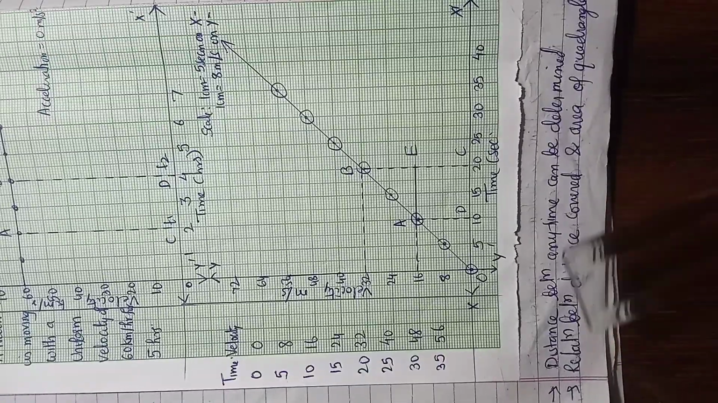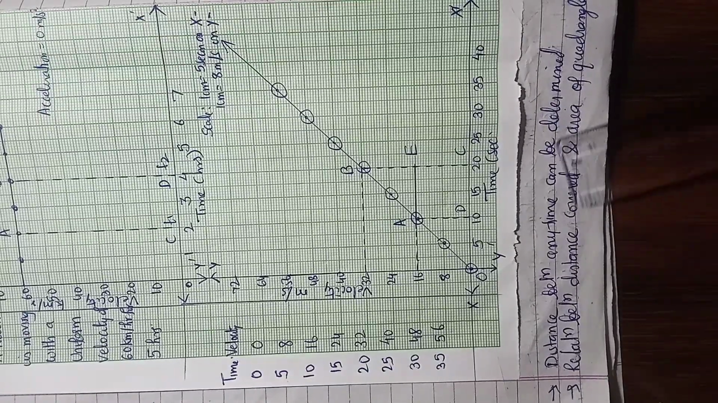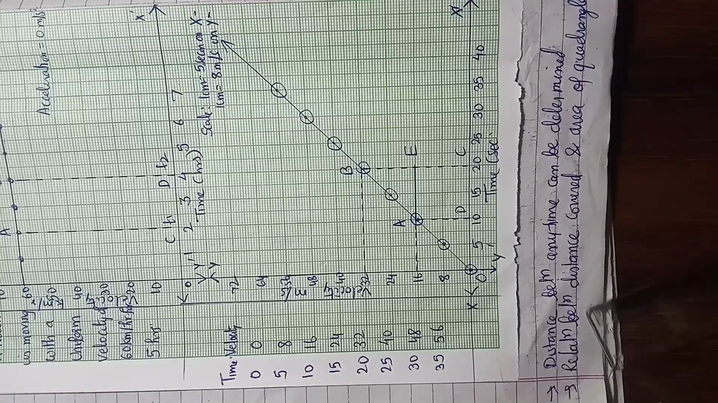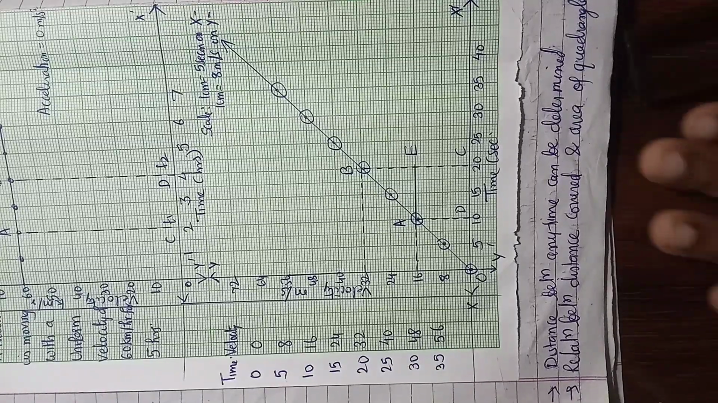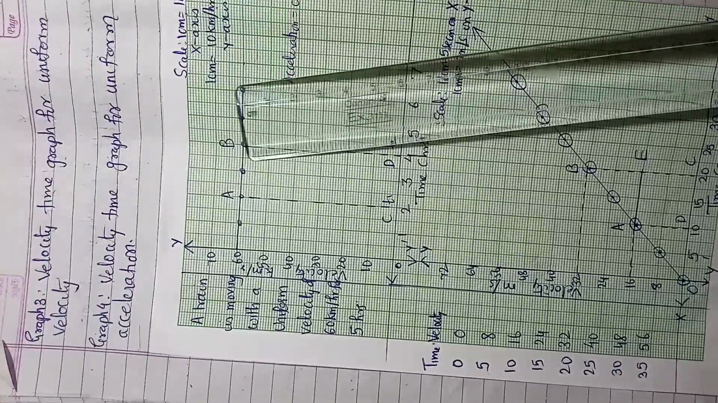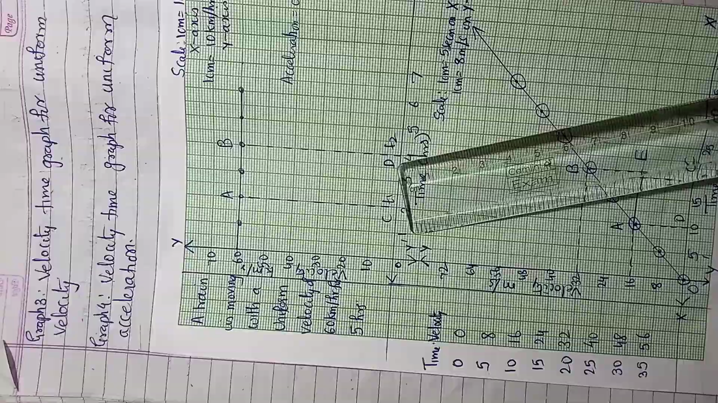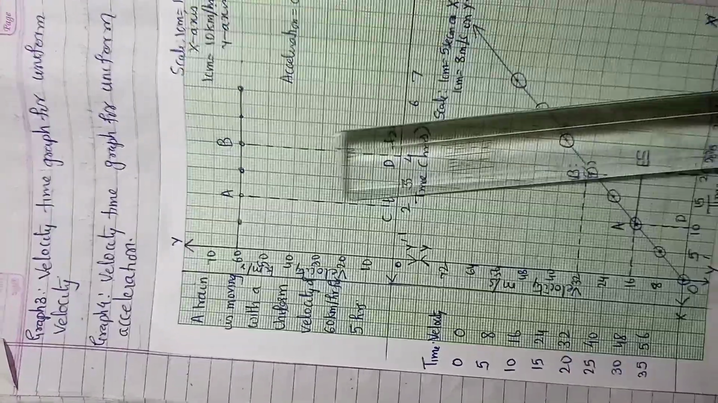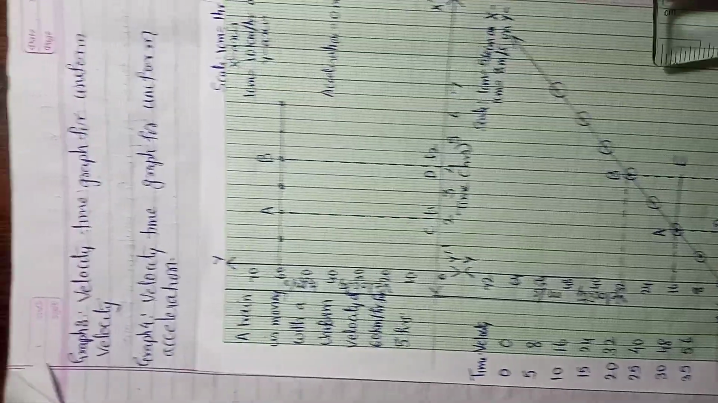The conclusion from the first graph is that the distance between any times can be determined very easily. There is a relationship between distance covered and the area of the quadrangle. You can see a quadrangle is formed: A, B, D, C. The distance covered will be equal to nothing but the area of this quadrangle. Similarly, we can do it for the second graph also.